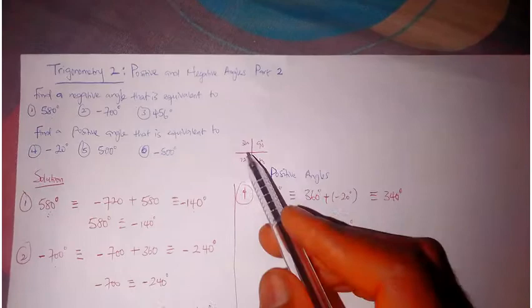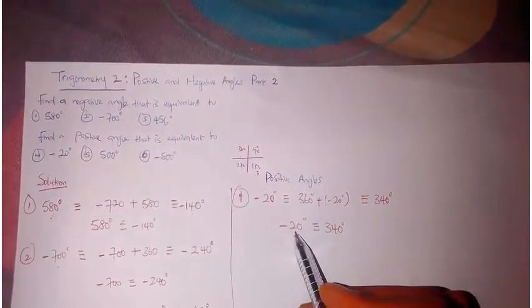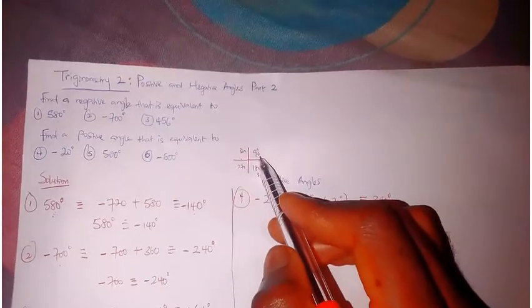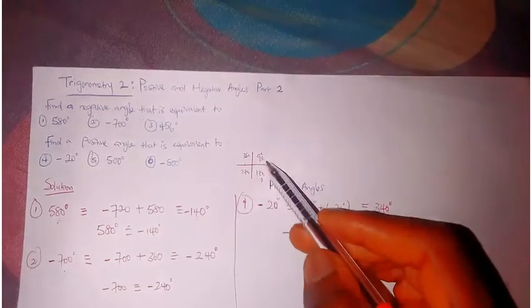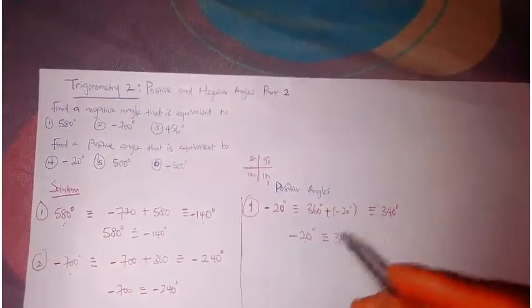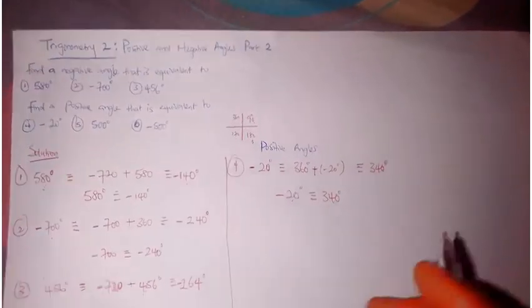Let's see that this is really so. 340 is on the fourth quadrant. Normally 20 is on the first quadrant, but calculating it with a negative, I'm going to have first, second, third, and fourth. So it means it's actually correct.